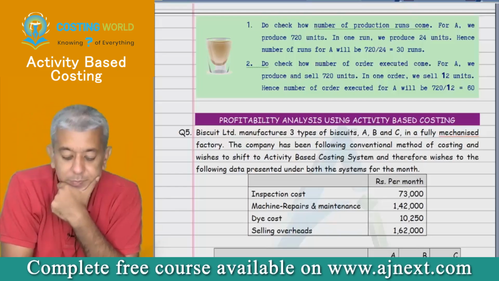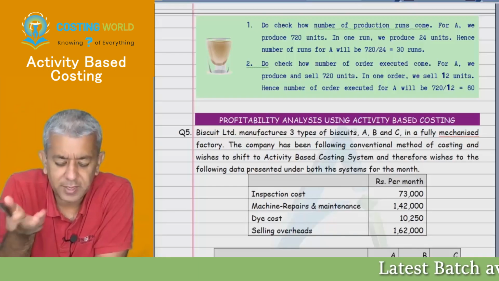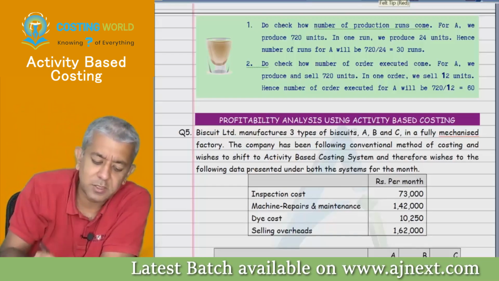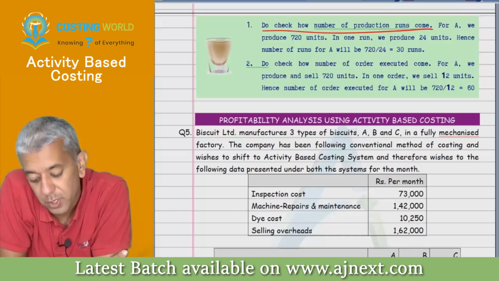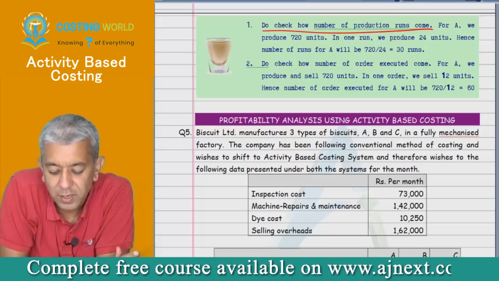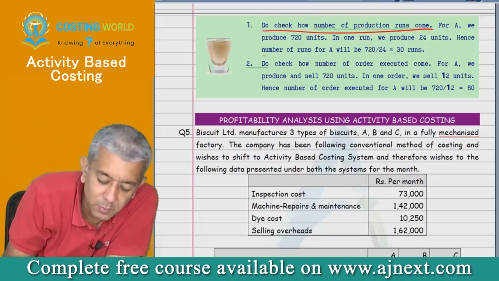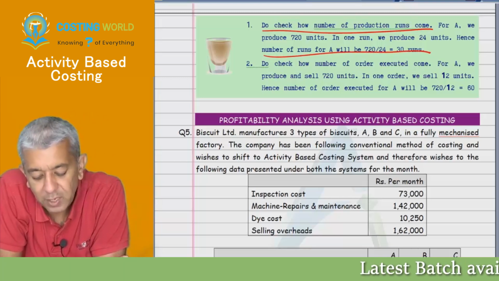Job done. Listen. In short, whatever I have written, you already are aware of that, and that's how you calculate the things. Just as a reminder, I have written. Do check how the number of production runs come. For product A, we produce 720 units. In one run, we produce 24 units. Hence, number of production runs for A will be 720 divided by 24, that is 30 runs.